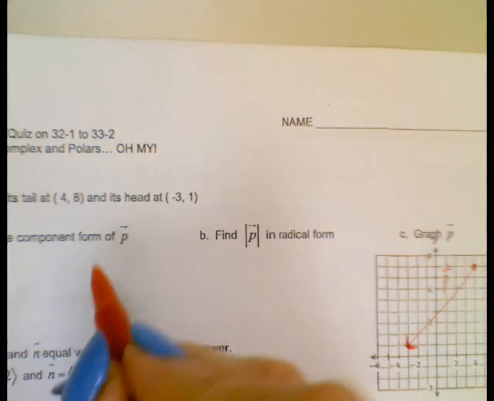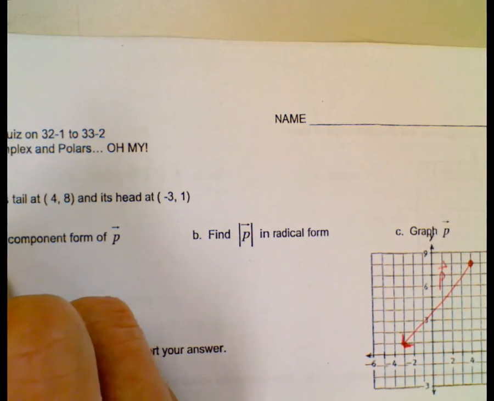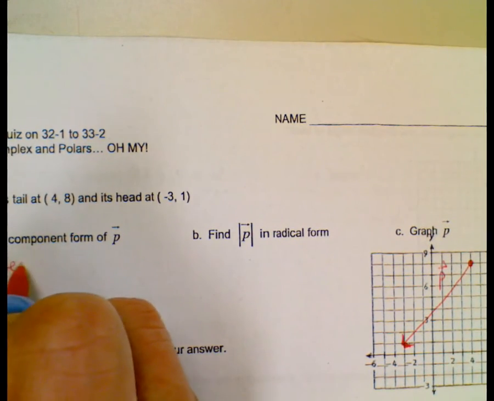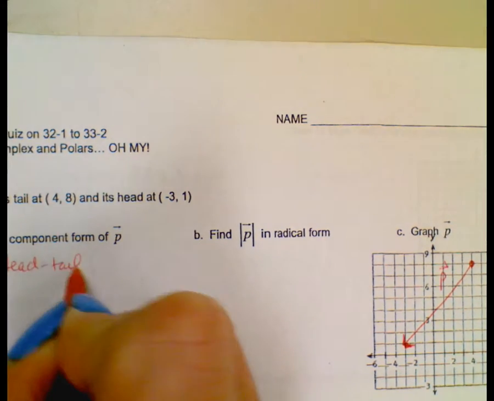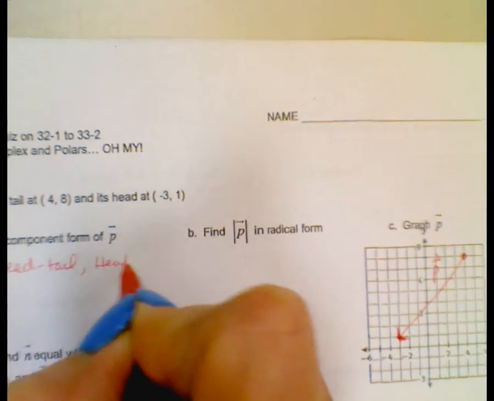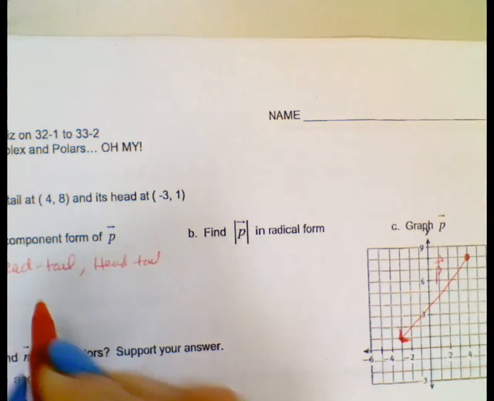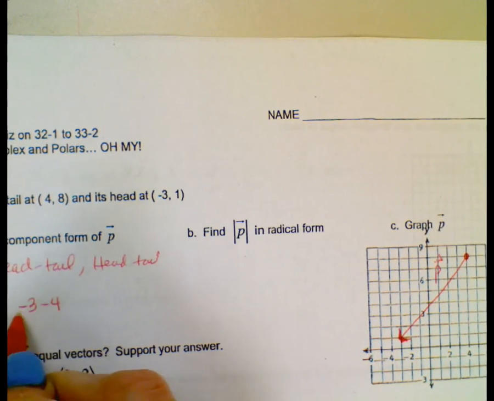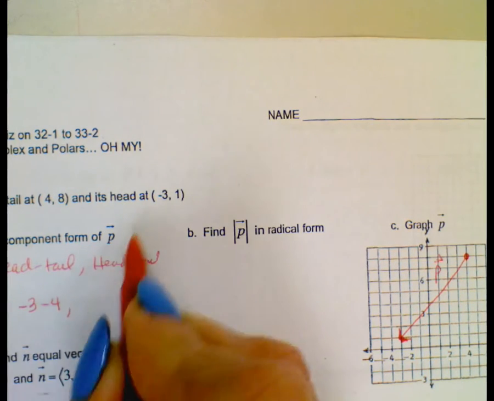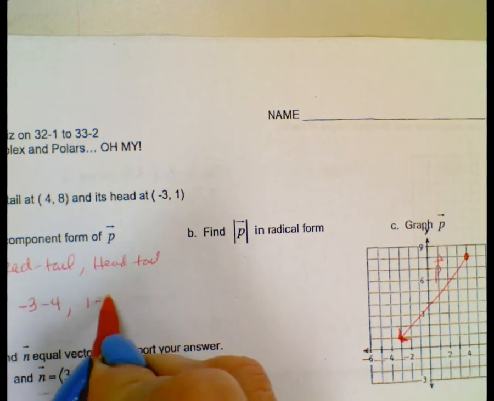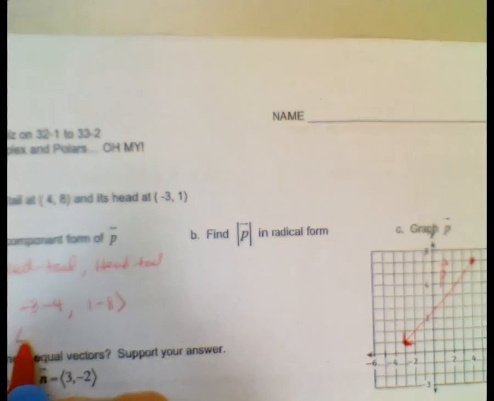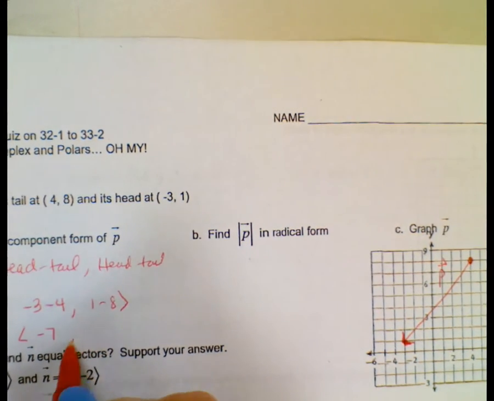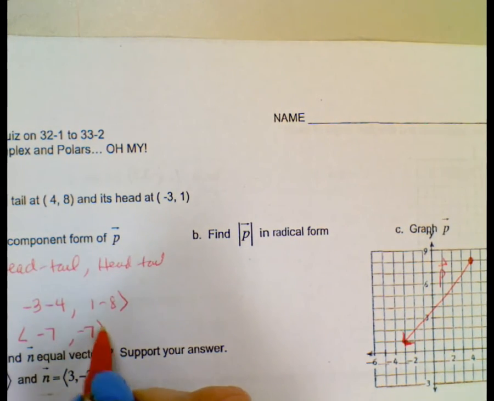So they want you to write the component form of P. So you always do head minus tail. Head minus tail. So that would be negative 3 minus 4. If you do 4 minus 3, you will get this wrong. And then you're going to do 1 minus 8. So the answer is negative 7, negative 7, the component form.